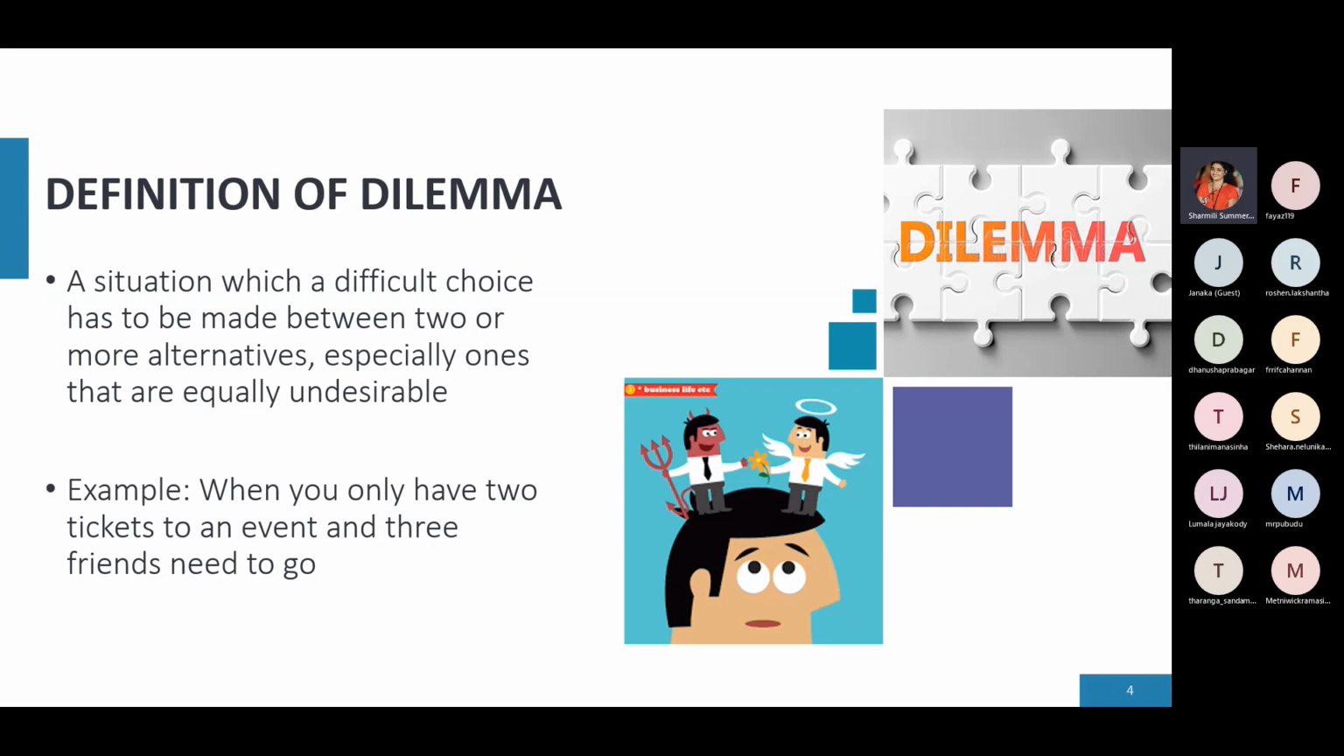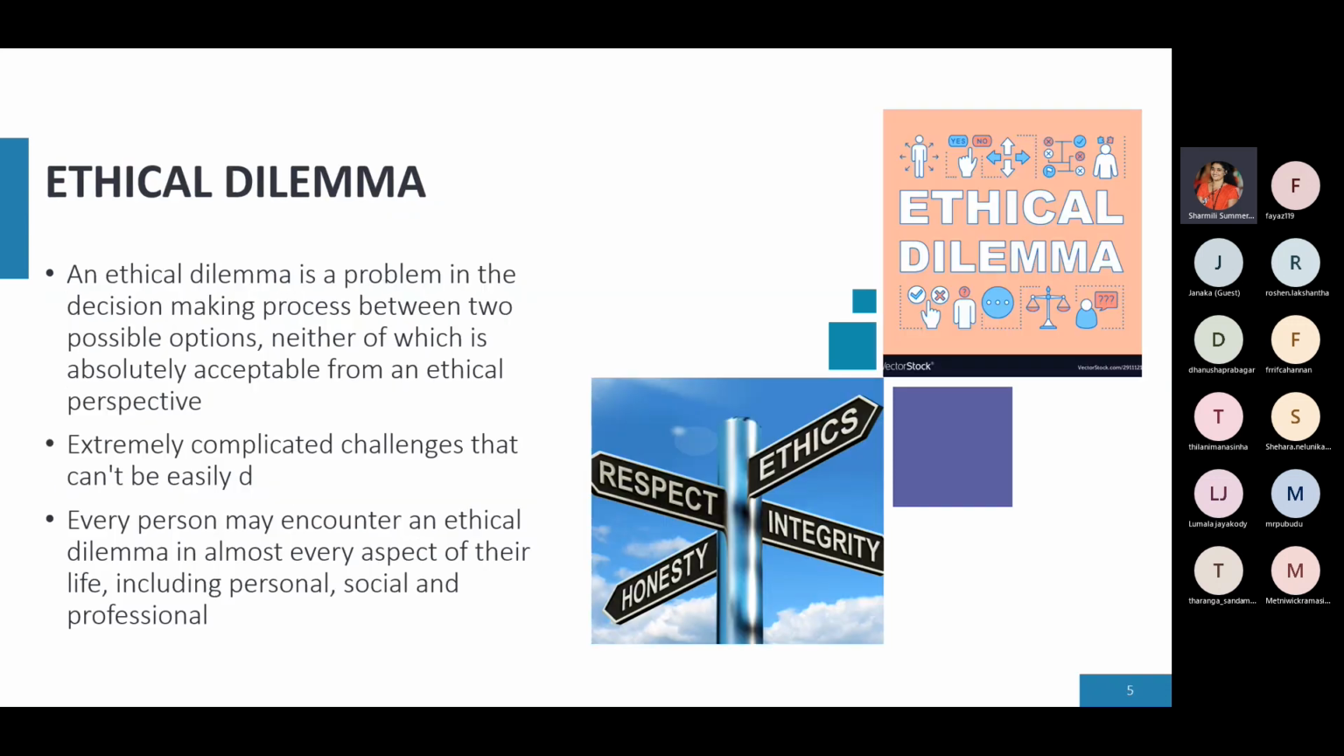But an ethical dilemma means here we incorporate both ethics and dilemmas. That means you have a problem and you are going to make a critical decision, but the decision you make should be morally desirable. You can't take any immoral decisions. It should be a morally desirable one.